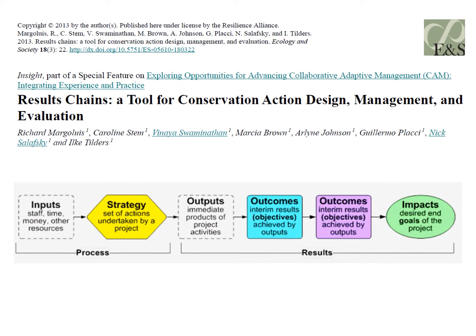Another paper introducing result chains as a tool for conservation action design, management, and evaluation, by Margulis et al., was published in the journal Ecology and Society in 2013. The authors showed how result chain can be used in designing the conservation action.